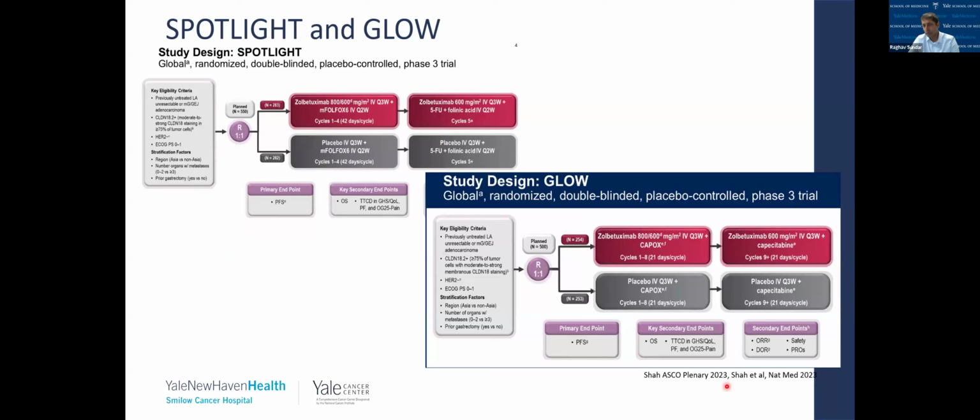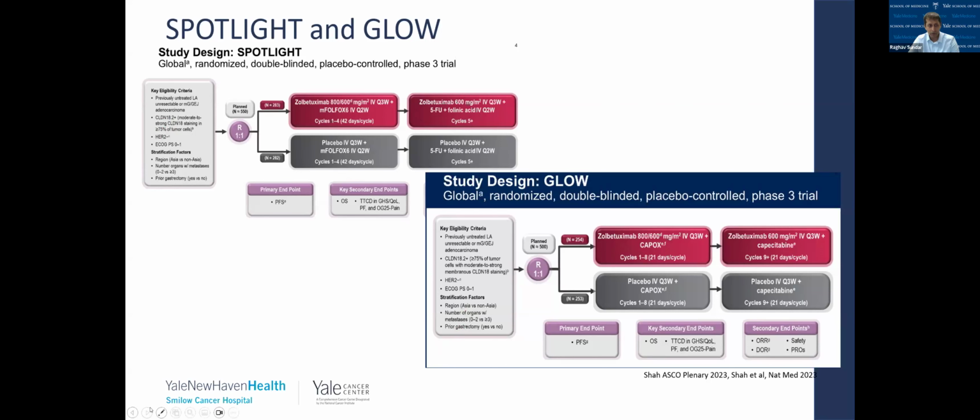A couple of years ago now, we saw two randomized phase 3 trials, the Spotlight and Glow trials. Both trials looked at the combination of chemotherapy. Spotlight looked at FOLFOX, while Glow looked at CAPOX, with or without zolbetuximab in patients that had an overexpression of Claudin 18.2, which Dr. Gibson explained was in more than 75% of the tumor cells.